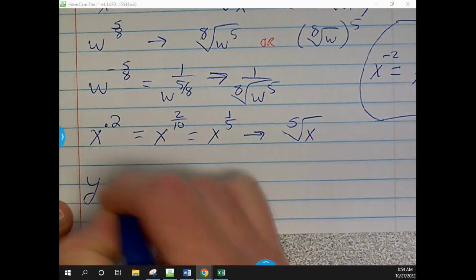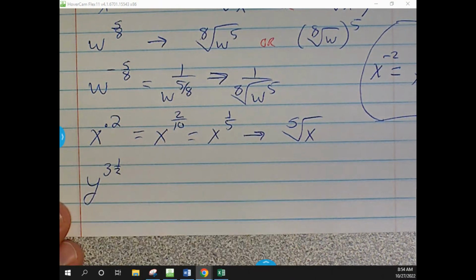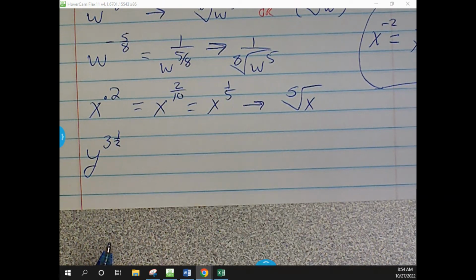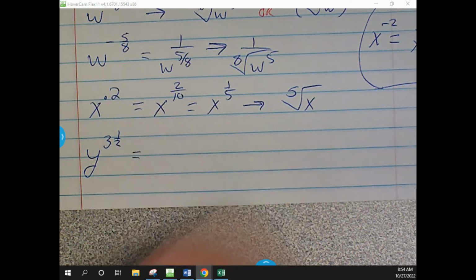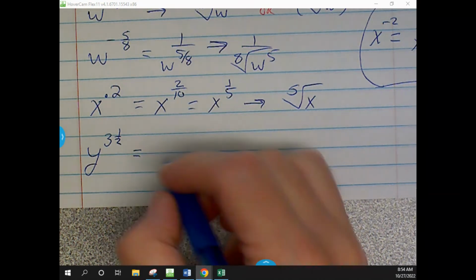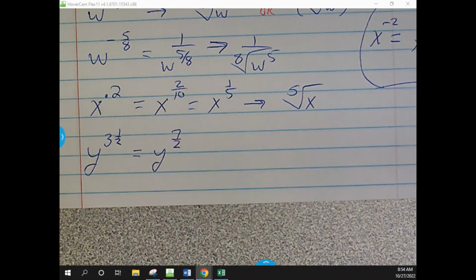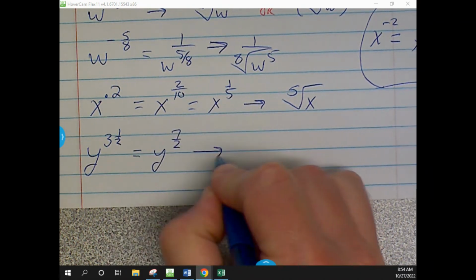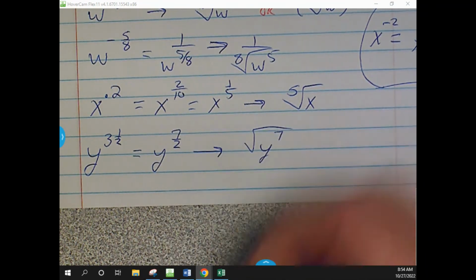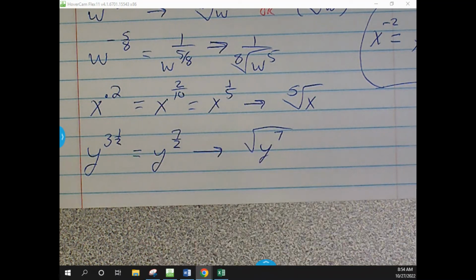And then I don't know that you'll get this, but let's just give it to you just in case. What if you have y to the 3 1/2 power? All right, it's a mixed number. How do we make it a fraction? Do the 2 times 3 plus the 1, right? So make it y to the 7/2 power. Since that's a fraction, even though it's improper, it's still okay. That means we're going to do the square root of y to the 7th. And because it's a square root, you don't have to put the 2 there. It's understood that it would be there.